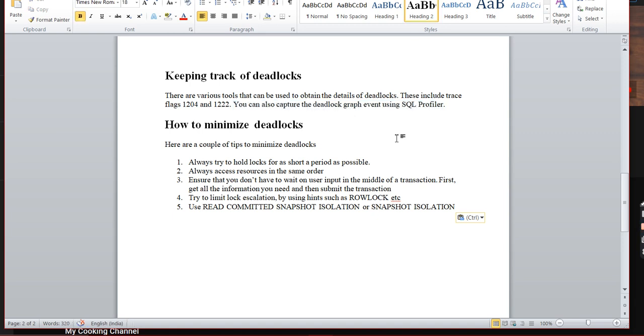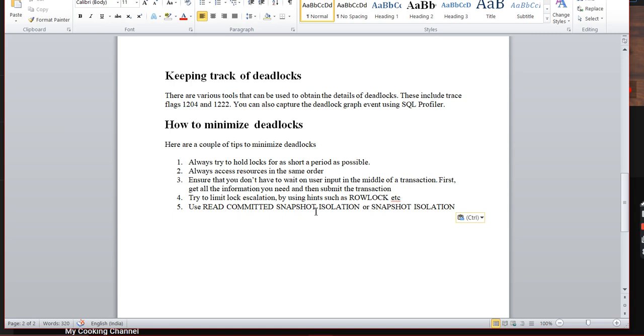Now the point is how to minimize deadlocks. These 4-5 points we can use to minimize them. Always try to hold locks for as short a period as possible. Always access the resources in the same order. Ensure that you don't wait on user input in the middle of a transaction. First get all the information you need, and then submit the transaction. Try to limit lock escalation by using hints such as row lock.